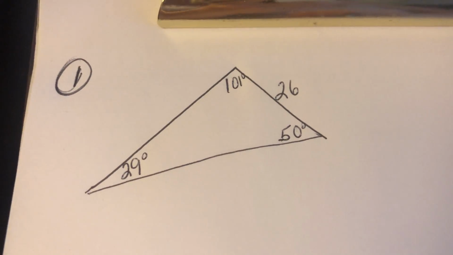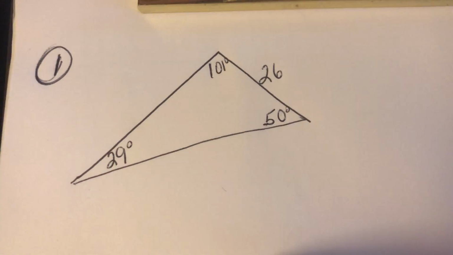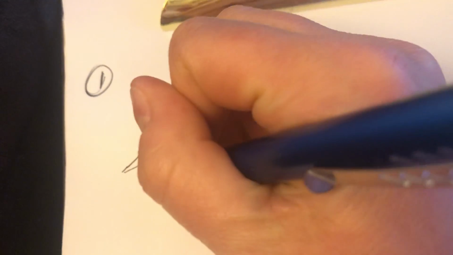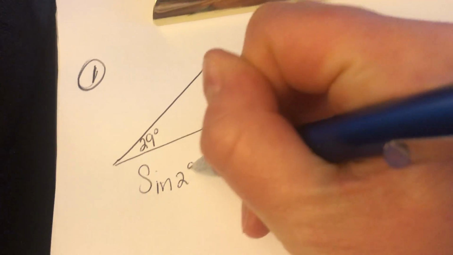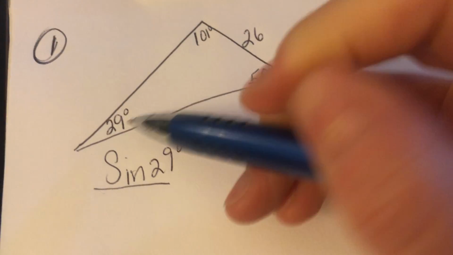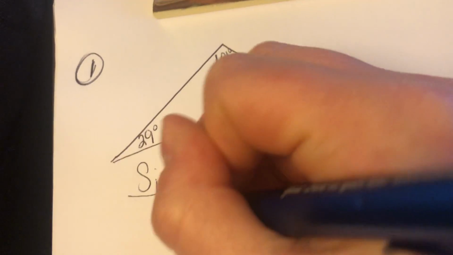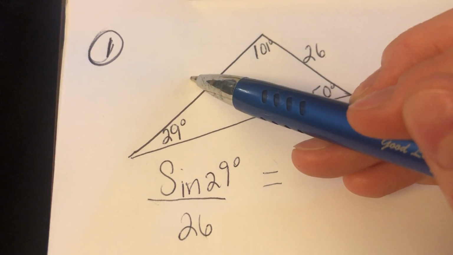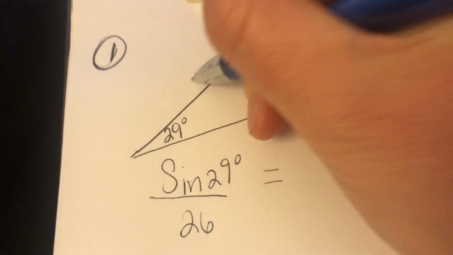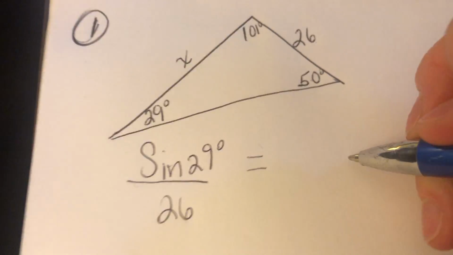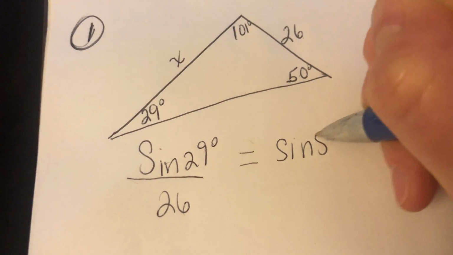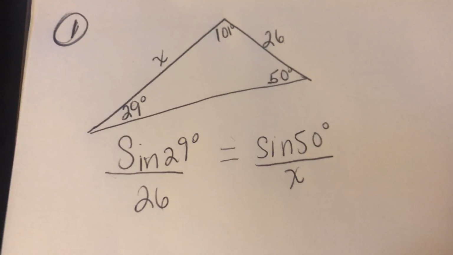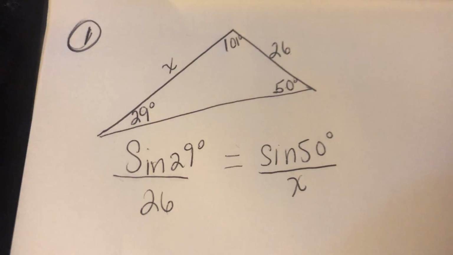Now I want to find the other missing sides. They don't even have letters here, but you know that you're going to have the sine. Let's do this one. So I have the sine of 29 degrees over the leg that's right across, 26, equals, and now which leg do you want to find first? Let's find this leg. Why don't we call this x? The sine of 50 degrees over x, the leg directly across. All right, so I'm going to figure that out.